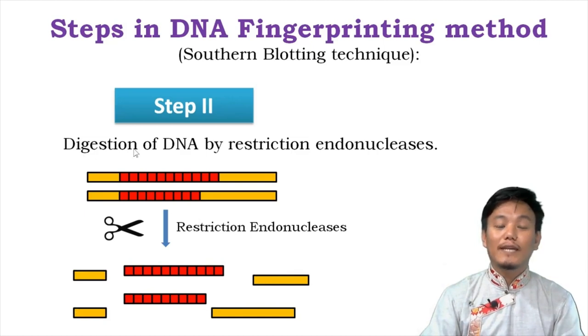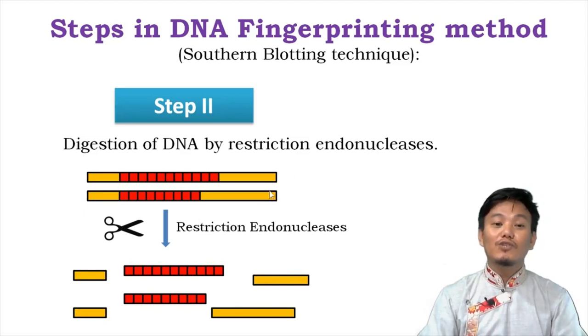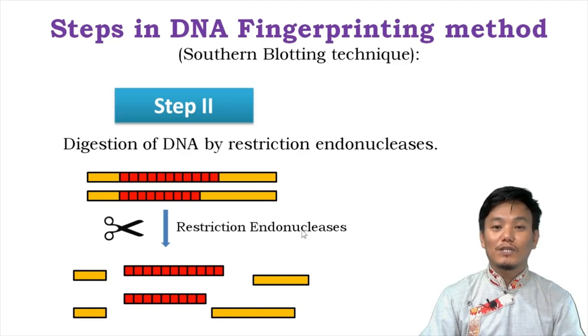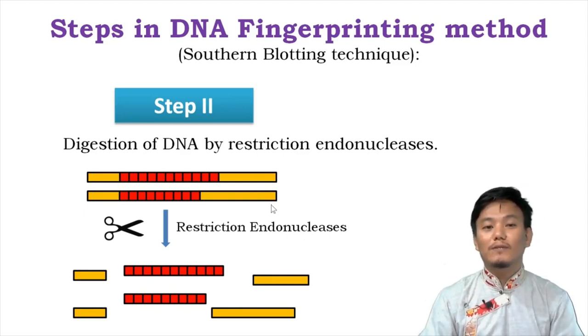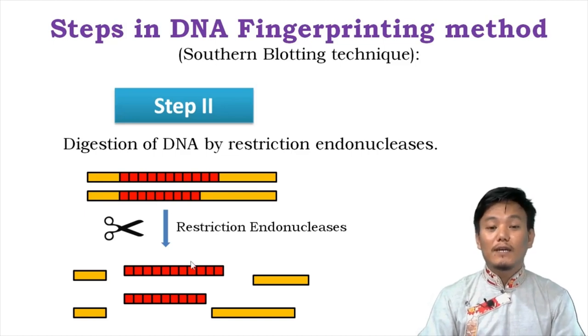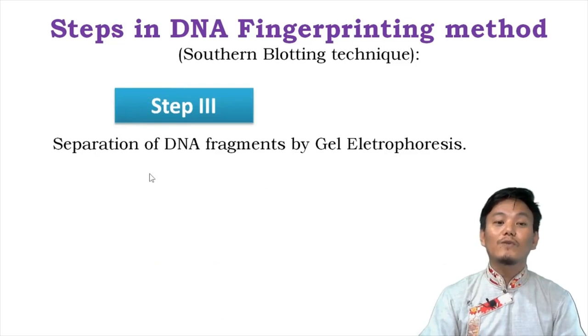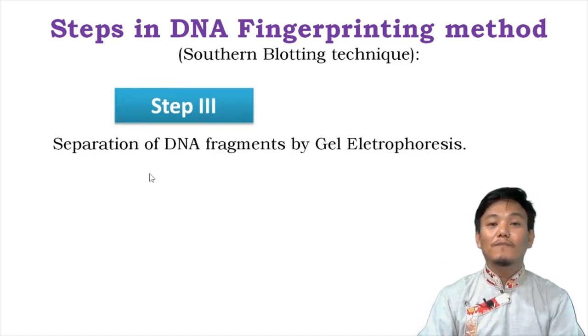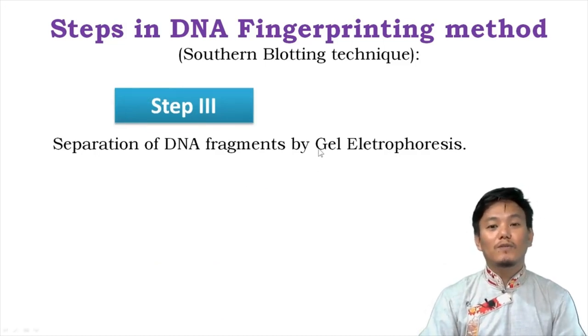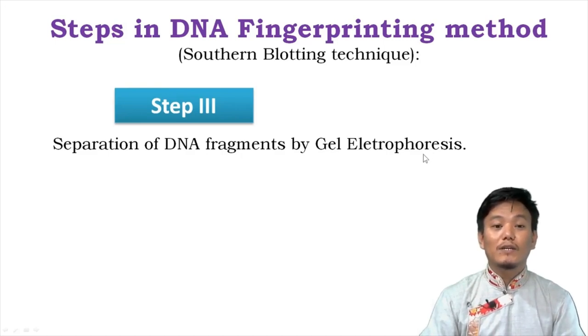So this is the second step, in which we treat the DNA molecule with restriction endonucleases. The restriction endonucleases will cut the DNA into small fragments. After the DNA has been cut into small fragments, in the third step we need to separate the DNA fragments by the gel electrophoresis method. Gel electrophoresis is a separation technique wherein we separate the DNA fragments based upon their molecular size, the fragment size.